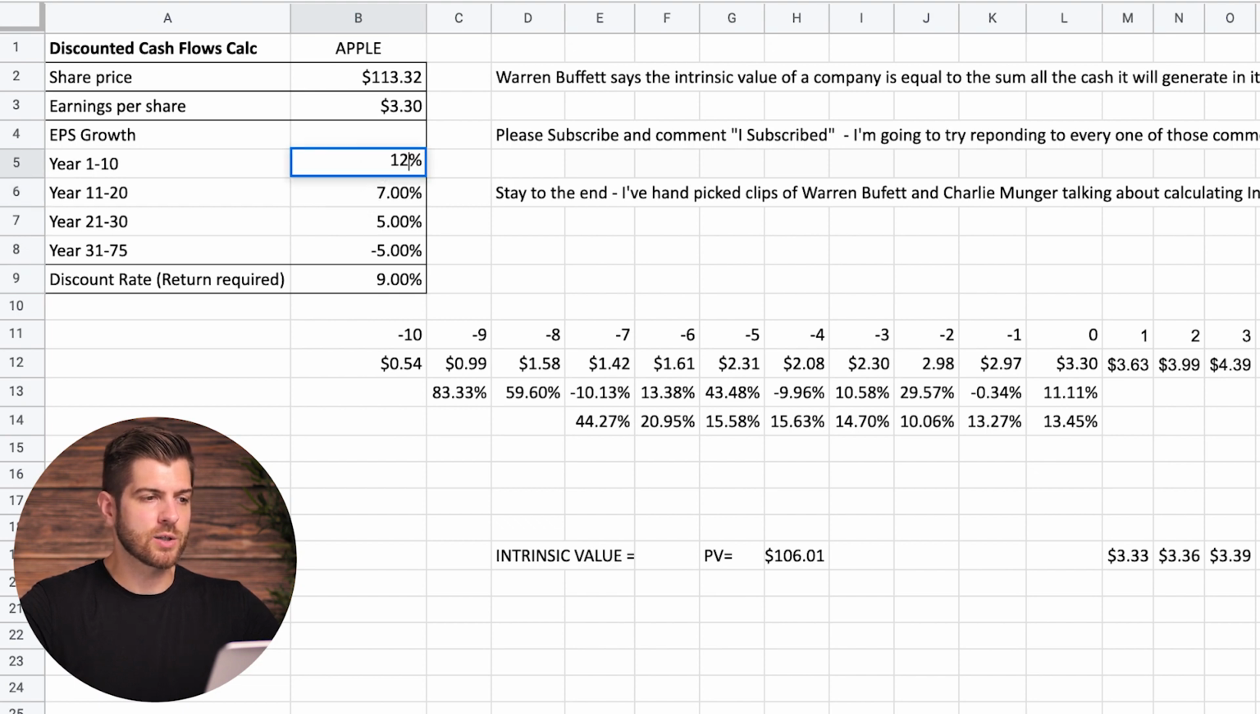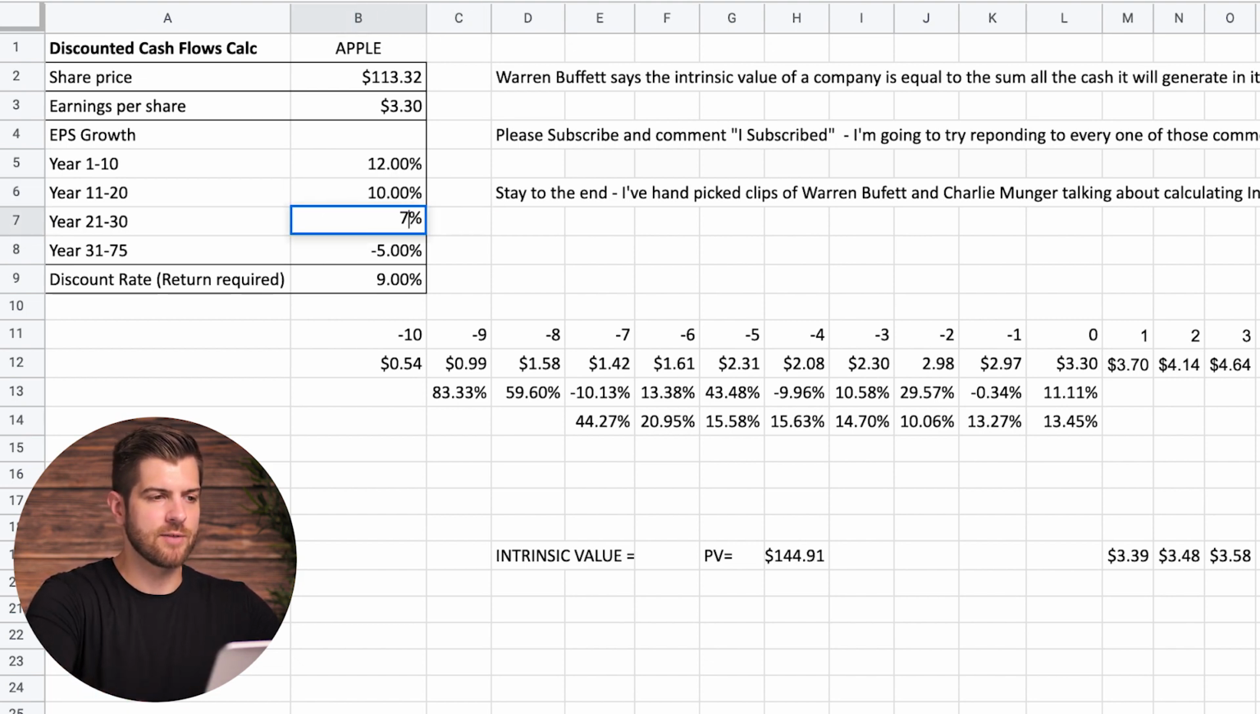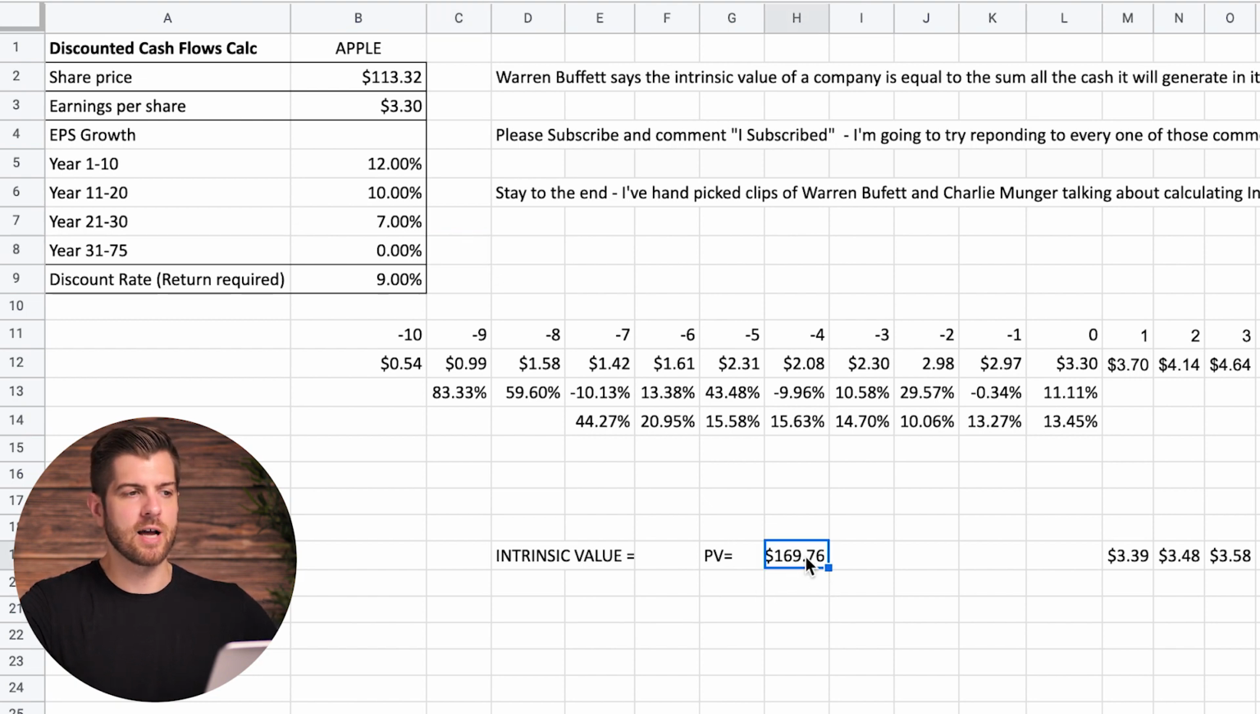Say we do think it'll grow 12%, and say we don't think it'll decrease to 7%, but it will remain at 10%, and then in the following years it'll be 7%, and then instead of decreasing in its earnings per share, it'll just flatline or something like that. Well, now we have a present value of $169, and if you're under the assumption that this is the truth, then buying Apple at $113 means you're getting it at a good price, because it's worth $169.